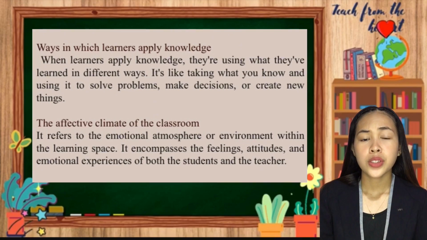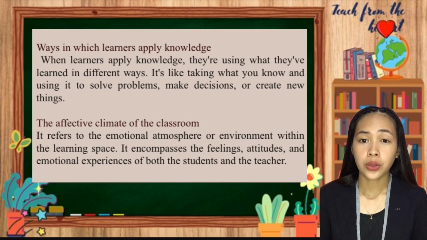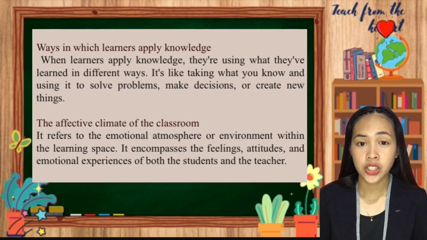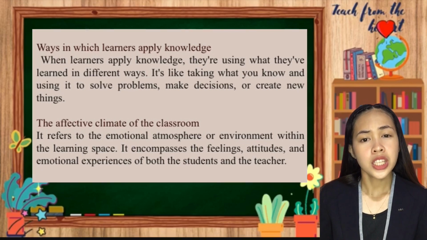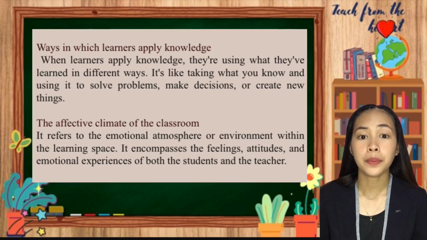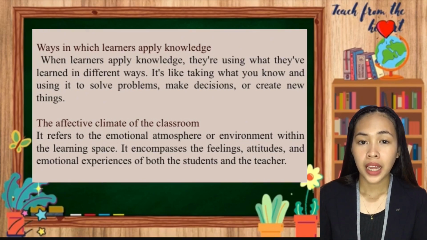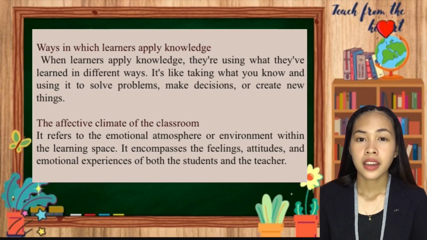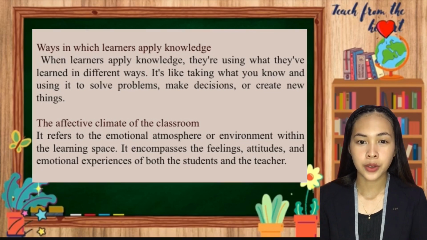So they need to use their vocabulary to describe each aspect of the schedule, including how to get to each location, where to stay, and what activities to do. So in this project, students are not only applying their vocabulary knowledge but also practicing their skills in planning, decision making, and creativity. So fourth is the affective climate of the classroom.